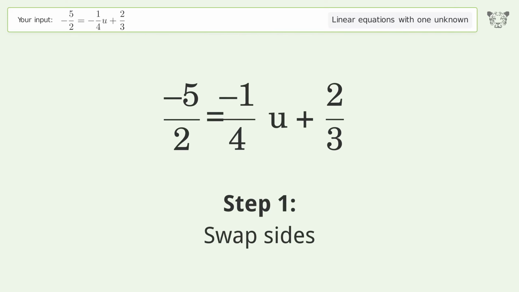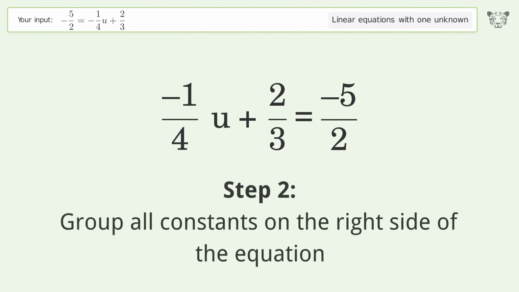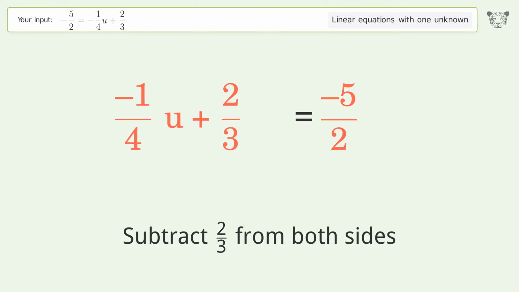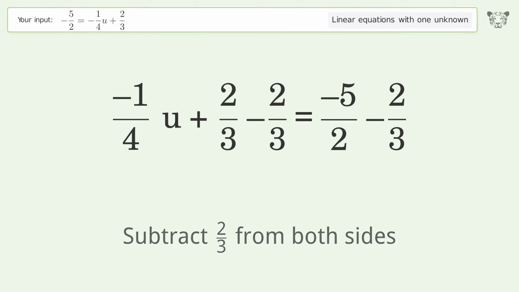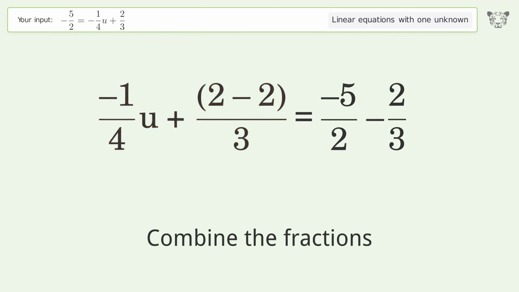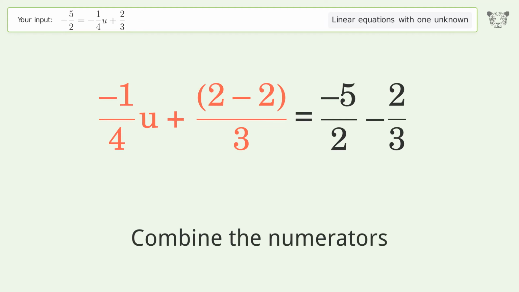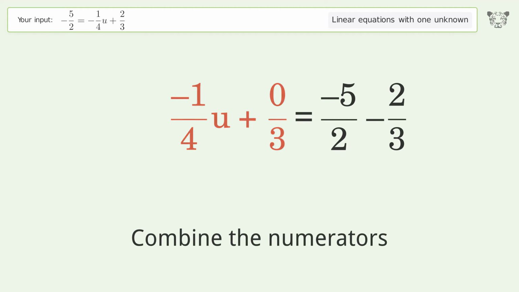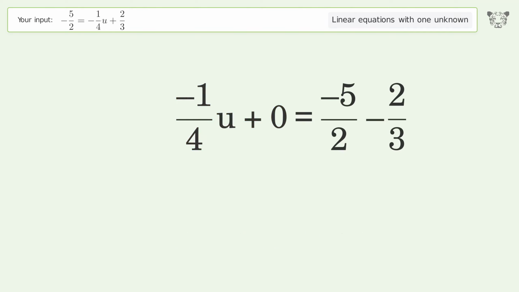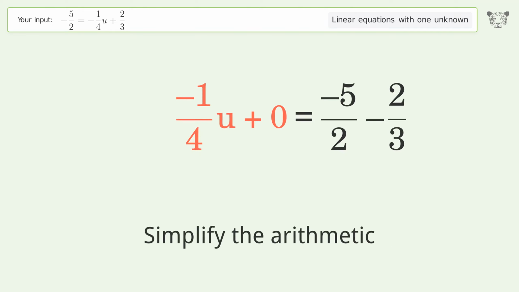Swap sides. Group all constants on the right side of the equation. Subtract 2/3 from both sides. Combine the fractions. Combine the numerators. Reduce the zero numerator. Simplify the arithmetic.